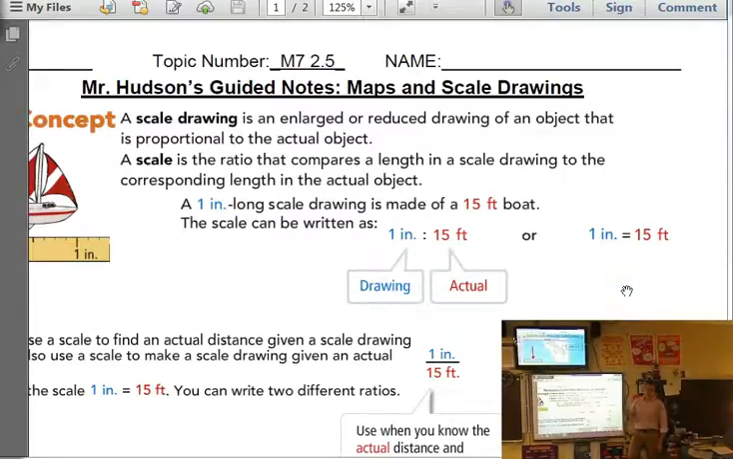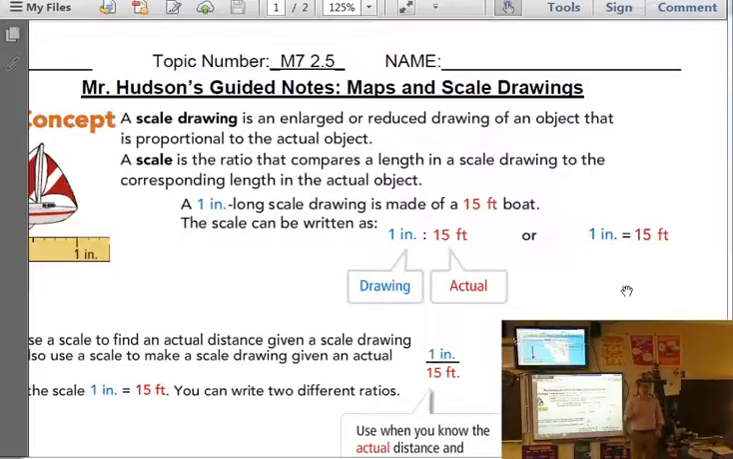Maps and scale drawings are essentially the same thing. A map is just a scale drawing. If a map isn't a scale drawing, it's as big as the actual thing. So if you had a map the size of Ohio, that wouldn't make any sense. It would be pointless. So maps are scale drawings. Where it says "and," I should really just say map/scale drawings.